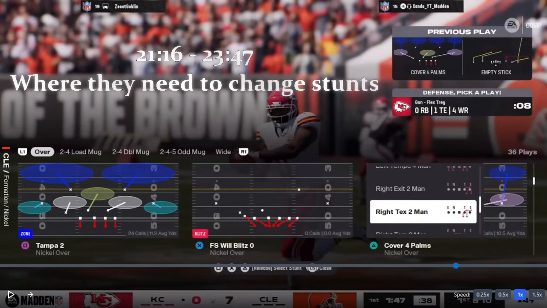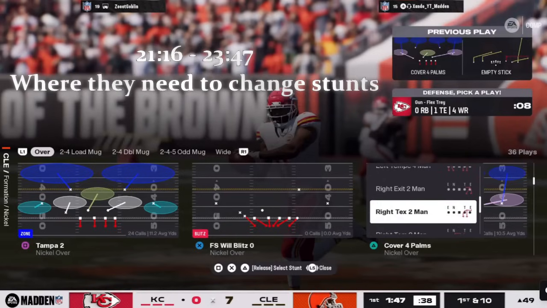Here's another issue with the game, guys. They've done a great job in including these stunts. Okay, so now I screwed that up there. Let me go back here. There it is. They've done a great job in including these stunts. But one thing that they need to fix with the stunts is this right exit 2-man, right tex 2-man, this, left that. You really want weak exit 2-man, weak tex 2-man, or strong tex 2-man, because a lot of times you're running a stunt predicated on strength.